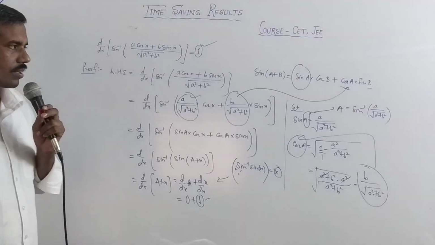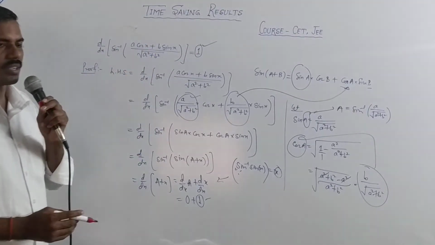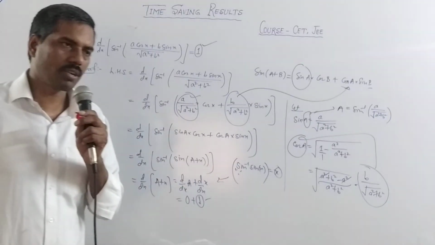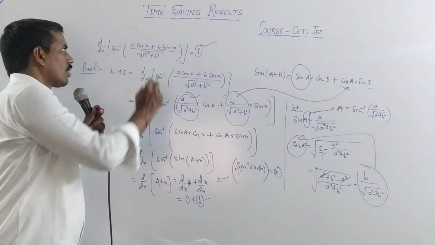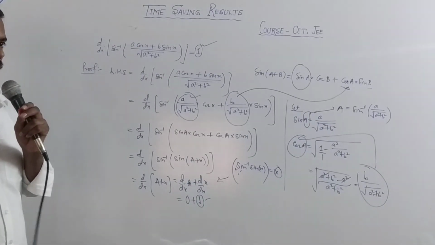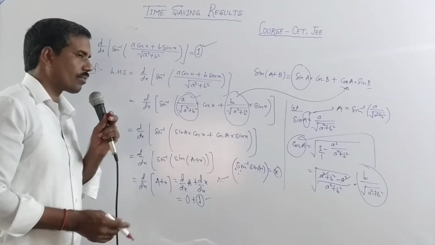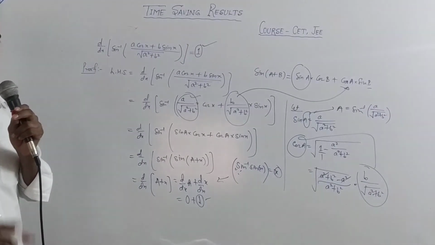Okay, in our objective questions a and b can be changed, or a and b can be given as numerical values, and here the square root of a square plus b square we can work out and give the answer in a few seconds, which will be equal to 1.